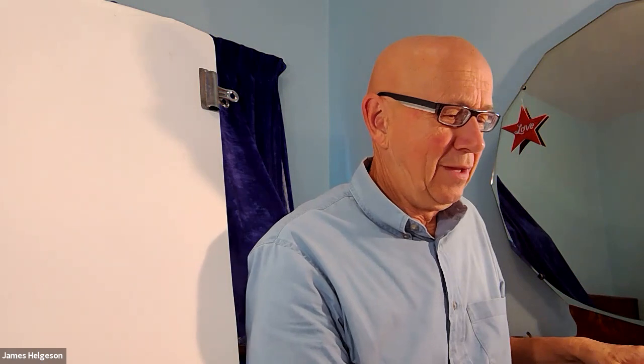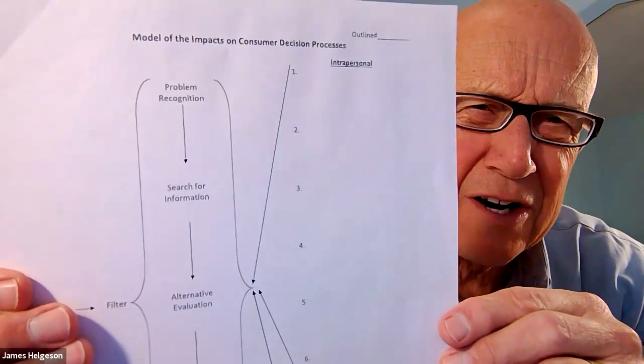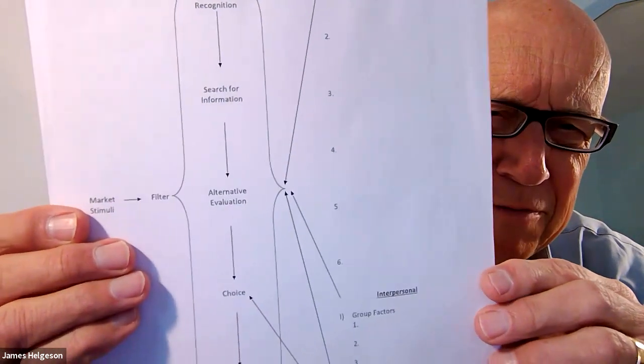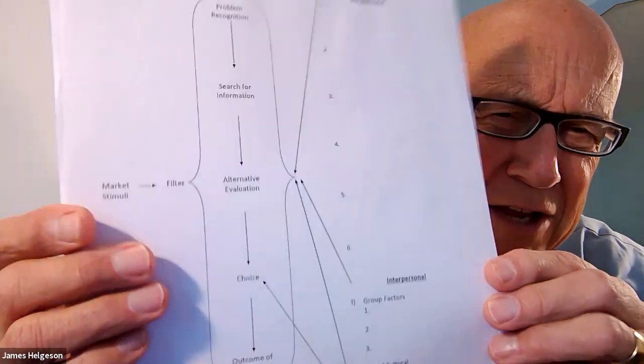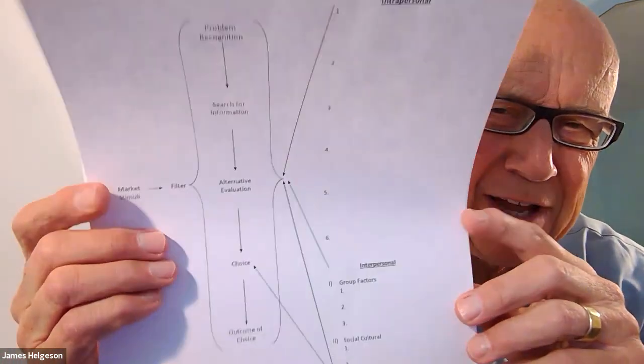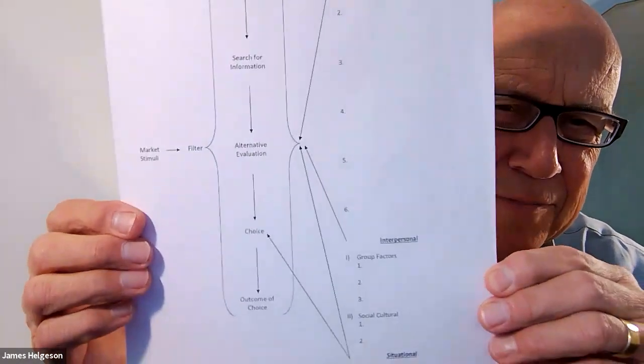But wait. There's another outline here, and this is what it looks like. There's our decision process down the middle: problem recognition, search for information, generate the alternatives, and evaluate them. Choice, outcomes of the choice. Satisfaction, dissatisfaction, cognitive dissonance as outcomes.